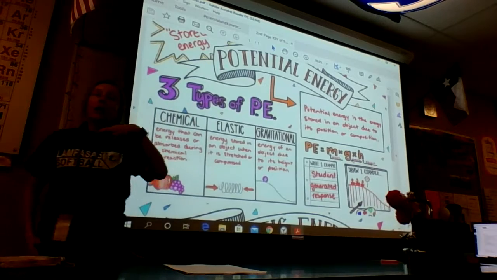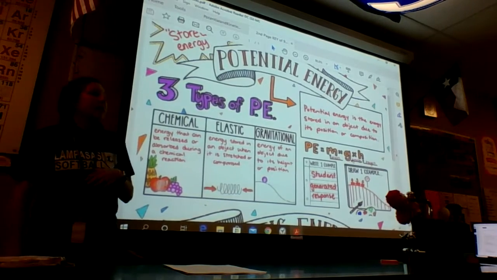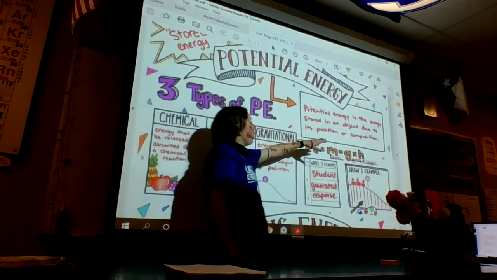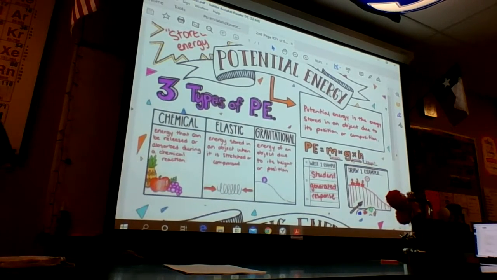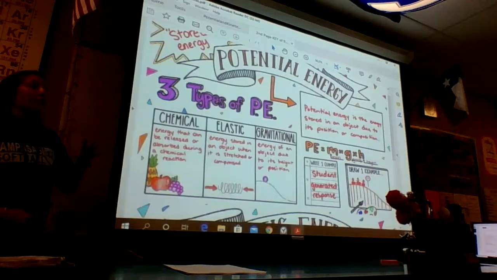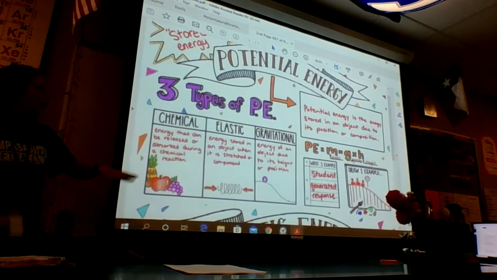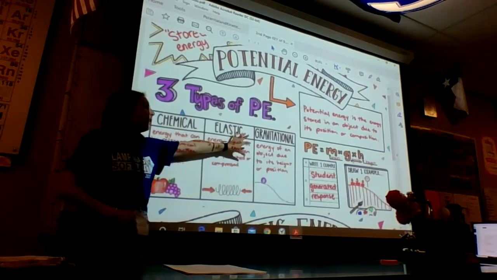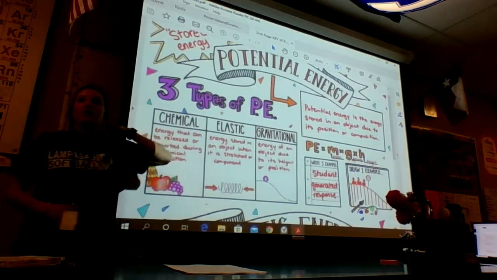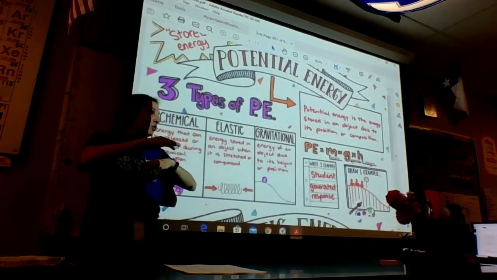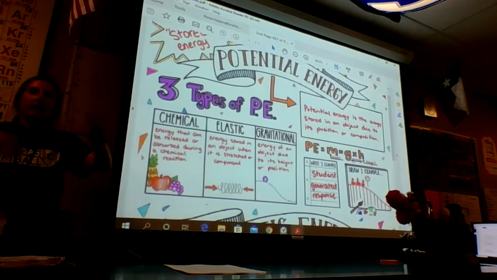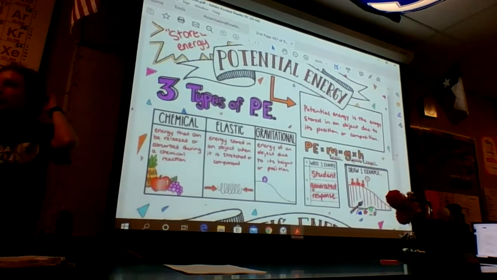So position, at what height it is at. We'll talk about that later. Or composition, so what it's made out of also determines potential energy. Now, out of the ones we learned about yesterday, chemical, elastic, and gravitational energy are types of potential energy. So those go under potential. Potential is the main idea. These three fit under that main idea.